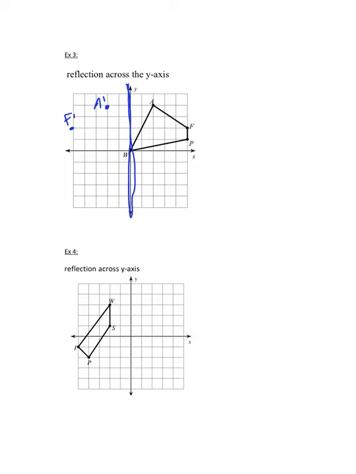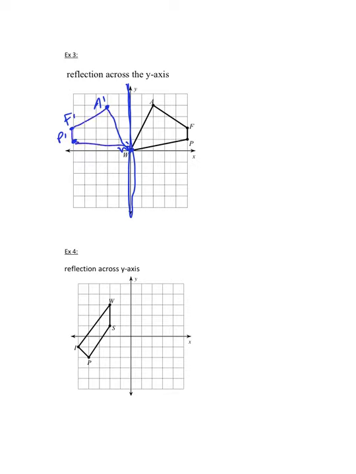P is also 5 to the other side. That's P prime. And W is on the y-axis. So if ever you have a point that's on the line that you're reflecting over, it's going to reflect onto itself. W prime is right on top of W. And it's just going to connect W, A, F, P, and then back to W. And use a ruler when you're doing this.